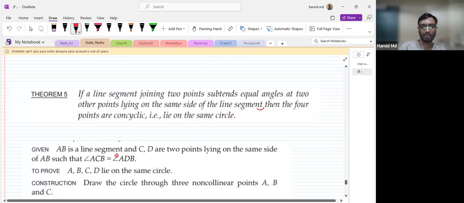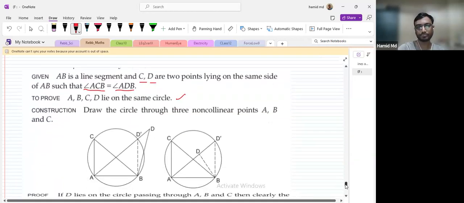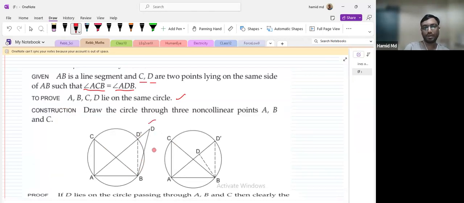Here AB is a line segment and C and D are 2 points lying on the same side of AB such that angle ACB equals angle ADB. This is given, right? Yes, this is given. So to prove that they lie on the same circle, we have constructed a circle using these 3 points, A, B and C. In construction, the point D lies outside.